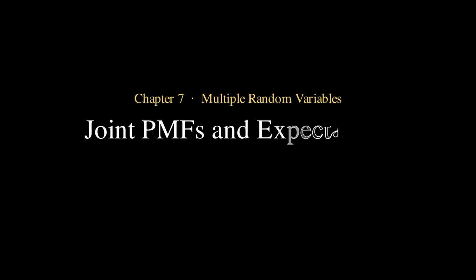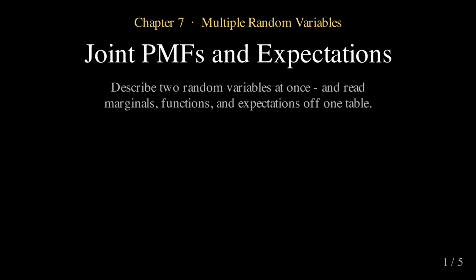So far, the course has watched one random variable at a time. Real models rarely have that luxury. A signal comes with its noise, a first draw with a second. This chapter puts several random variables on screen at once.